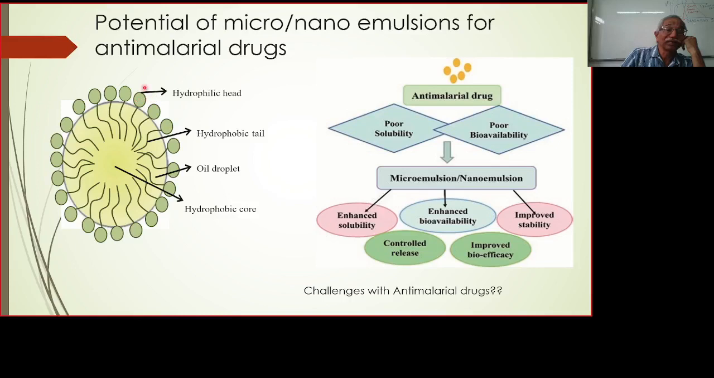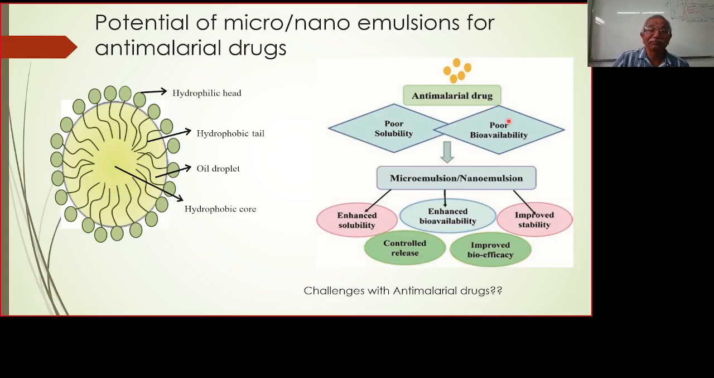And you can incorporate your hydrophobic drug inside the core, which is oil normally. And you can dissolve the antimalarial drug. Most of the antimalarial drugs are hydrophobic in nature, so it is very difficult to dissolve them in water. And that's why nano emulsions are becoming a preferred way of delivering antimalarial drugs. So antimalarial drugs mostly are very poorly soluble, with poor bioavailability. So the higher the surface area you provide, the higher the bioavailability will be.